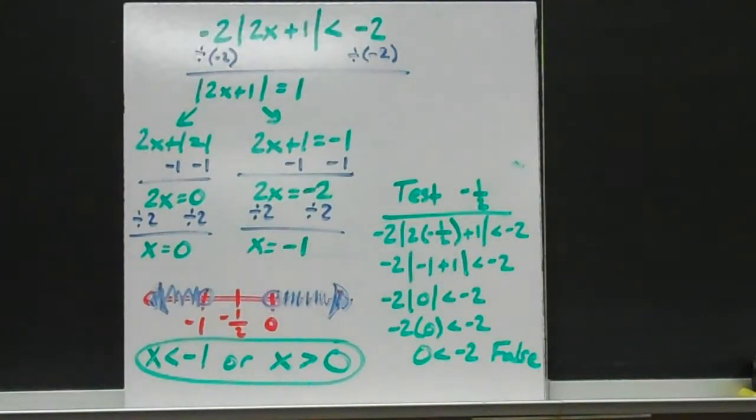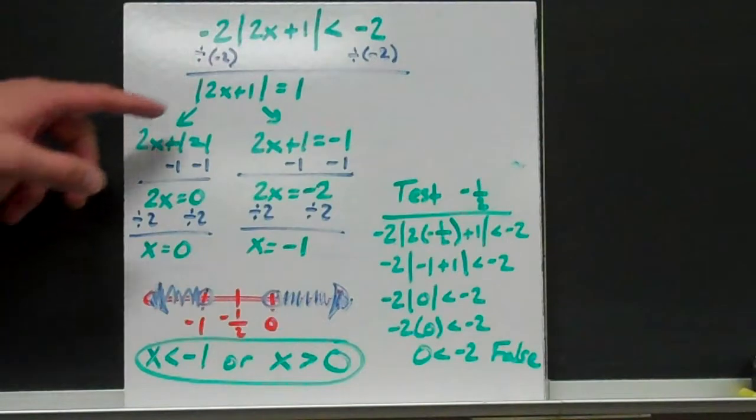And here's one last example. We have negative 2 times the absolute value of 2x plus 1 is less than negative 2. First thing we want to do is get rid of that negative 2 that's outside the absolute value. So we divide both sides by negative 2. That leaves us with the absolute value of 2x plus 1 is greater than 1. So we're asking ourselves, what number is 1 unit away from 0? Positive 1 and negative 1.